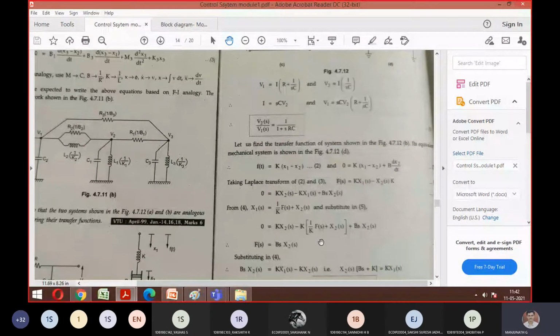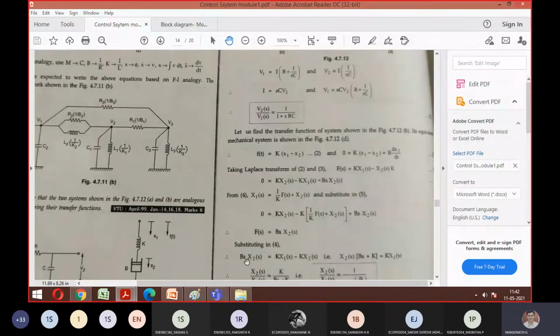Is it okay what I told? If we simplify this, you can see f of s is equal to bs x2 of s. Only this term is left out, because k will get cancelled, and k into x2 of s minus k into x2 of s will get cancelled. Is it okay to everyone? Yes, sir. Fine. Then you can substitute the f of s answer you got into equation number 4. You can look at here, where the cursor is moving, that is equation number 4. In place of f of s, I can replace bs x2 of s. Look, bs x2 of s has been written, and the remaining term is kept as it is.